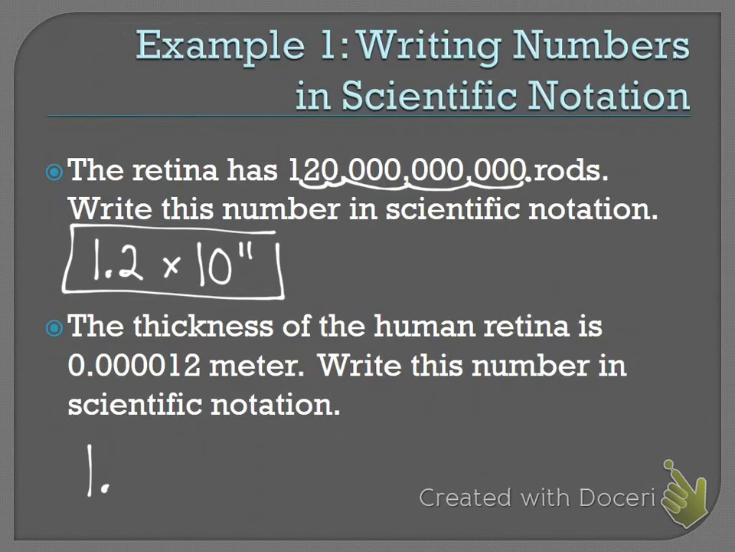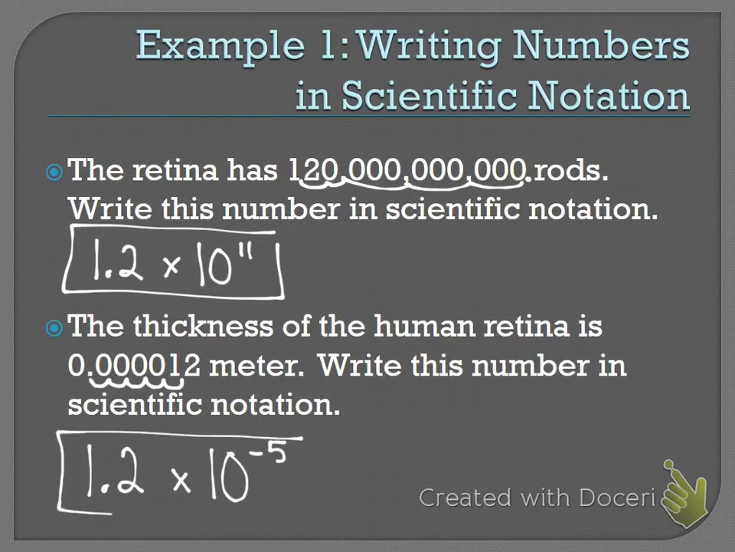So again, I've got 1.2. But what's going to make this number different is since I had to move it in the opposite direction, I multiply it by 10 to the negative power of, and I count 1, 2, 3, 4, 5. I move 5 decimal places, 10 to the negative 5th power. All right, we're going to do several more examples, but this is the foundation for writing a number in scientific notation. I take really large numbers, I shorten it to a decimal form greater than 1 but less than 10. I multiply it by a power of 10, and I figure out my exponent by counting how many decimal places I moved it.